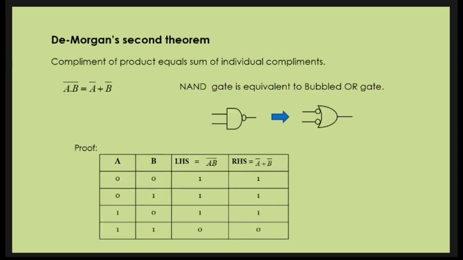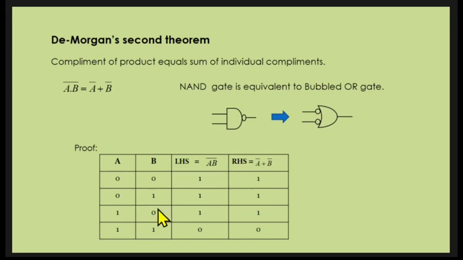The De Morgan's second theorem is complement of product. Complement of product equals sum of individual complements. Complement of product is nothing but NAND operation, and hence we can state it in the form of gates like this. NAND gate is equivalent to bubbled OR gate.